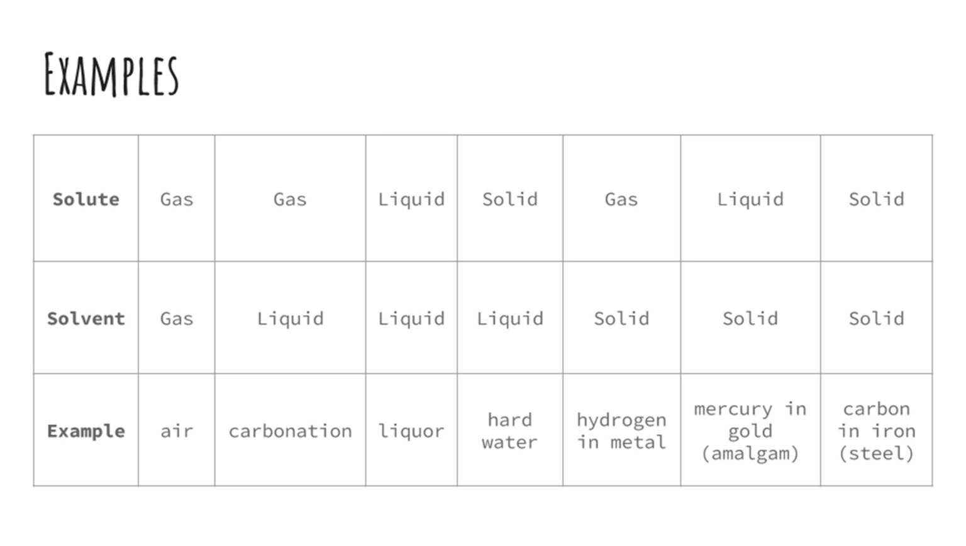And those are just some examples of solutions. And remember, a solution has uniform properties throughout, and that's what makes it a solution. And all of these things, gases, liquids, solids, mixing together, you'll get a uniform property throughout the solution, regardless of the physical phases of the materials involved.